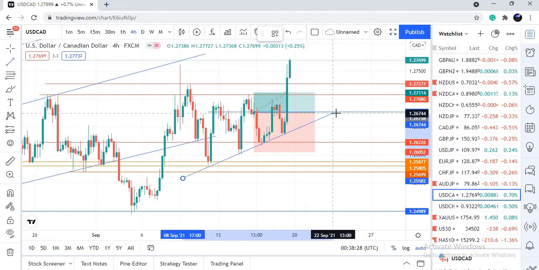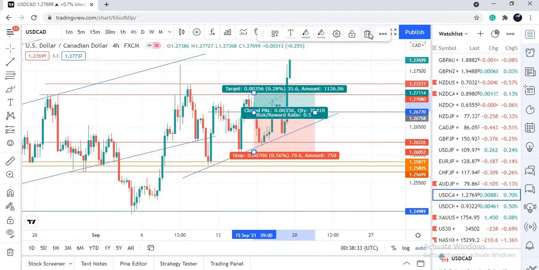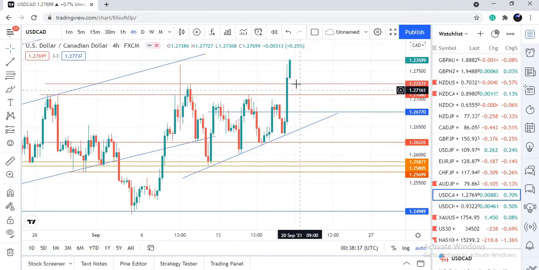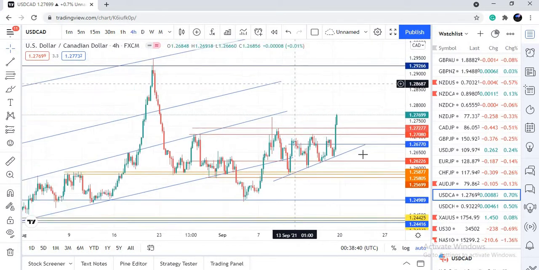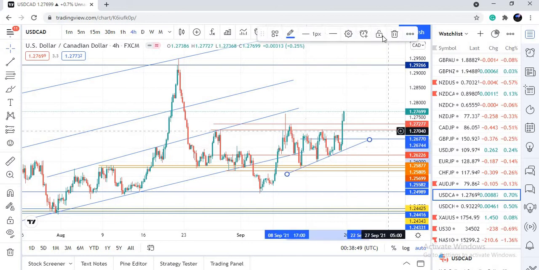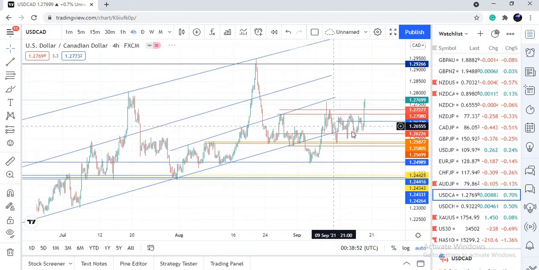We saw that this was also respecting a trend line, which I just drew right here. So we decided to close this trade at 35 pips, and as you can see, it disrespected all these support levels and is moving in a really bullish manner. So we will just be watching how the USD CAD will be moving for this week, and we will add extra analysis to this USD CAD.